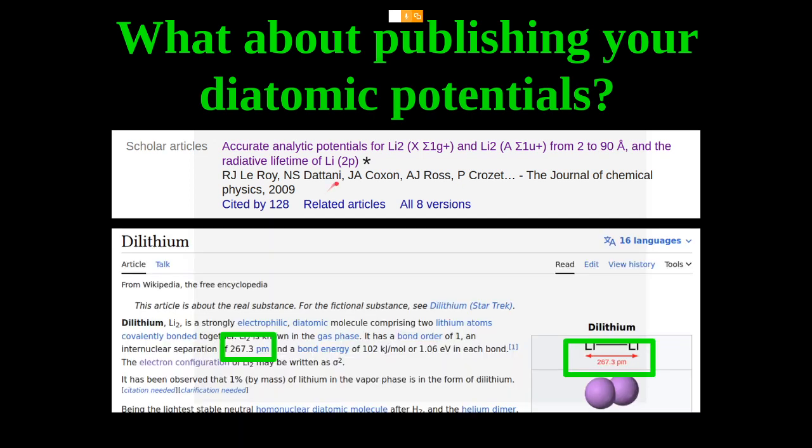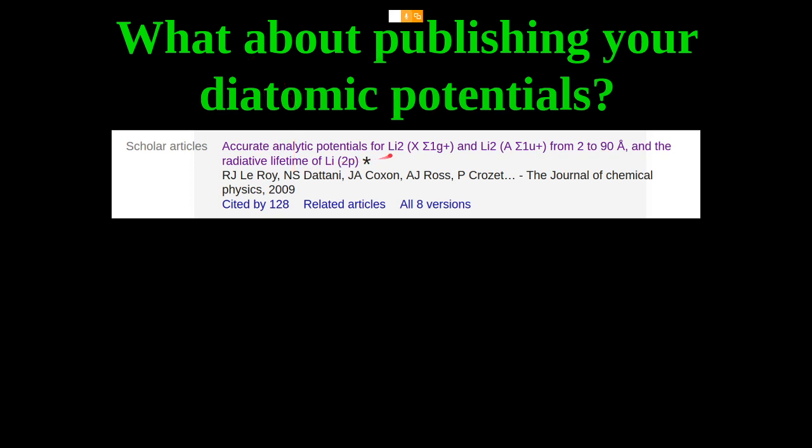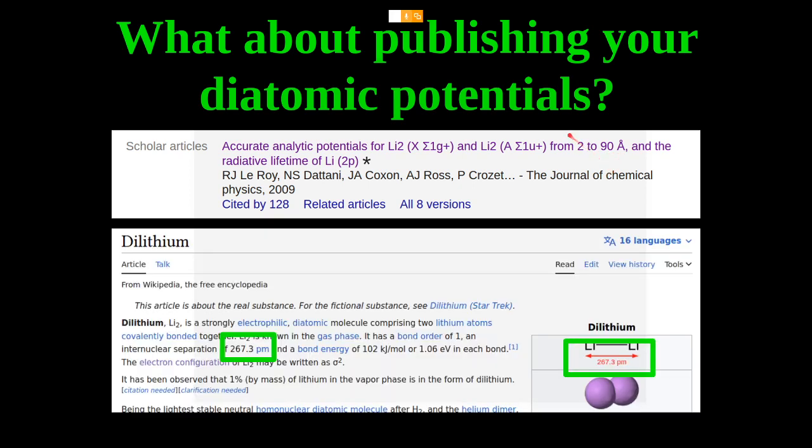Now, in the end, you have this potential energy curve for this lithium-2 molecule, and it goes from 2 to 90 angstroms and whatever. Once you have that potential energy curve, you have an equilibrium bond length, which you can derive from the potential energy curve, 267.3 picometers.